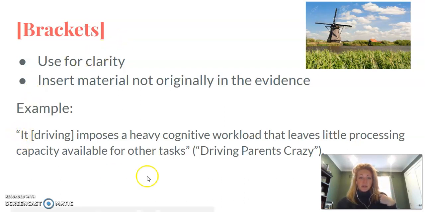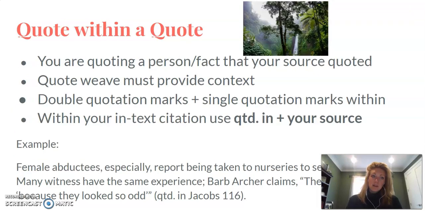So what they have here for our example, this was a direct quote. Our citation is from "Driving Parents Crazy." That's the article title because it's in quotation marks. It says, what is the "it" referring to? "Driving imposes a heavy cognitive workload that leaves little processing capacity available for other tasks." So they were adding clarity by saying, what is it referring to? It's referring to driving. Oftentimes, like I said, it replaces pronouns. You can't add full sentences in brackets, but you can add a phrase or two or a word if you need. So that is the second of our 4 options of how to manipulate evidence.